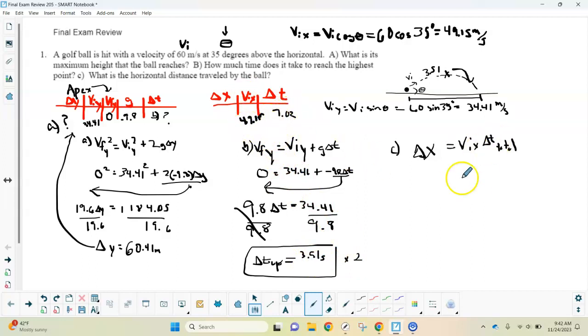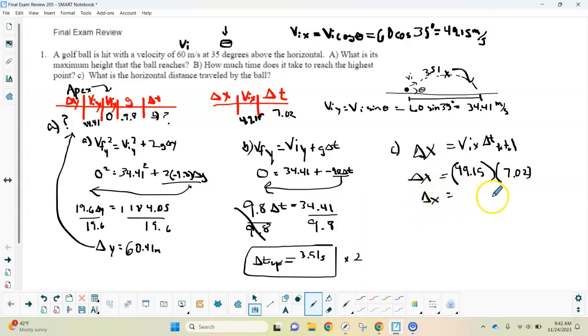And then it's just multiplying those two numbers together. So it would be 49.15 for the velocity in the x. That was from our first calculation there. And then we're going to multiply that by the entire time that it's moving up and down. So that's 7.02. And that's already set up to solve for delta x, so I don't have to do any algebra. I just got to plug it in the calculator.